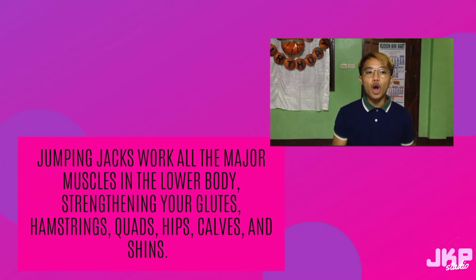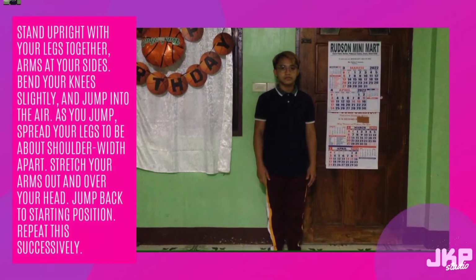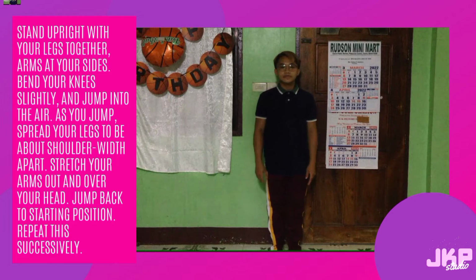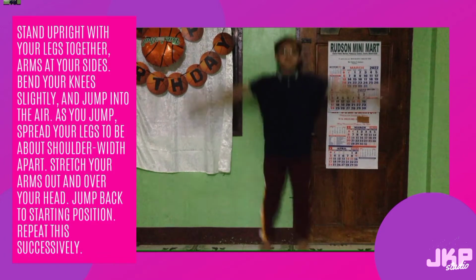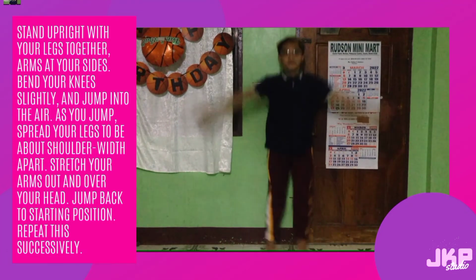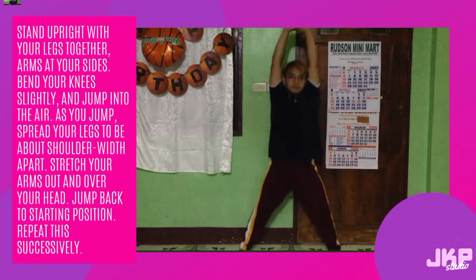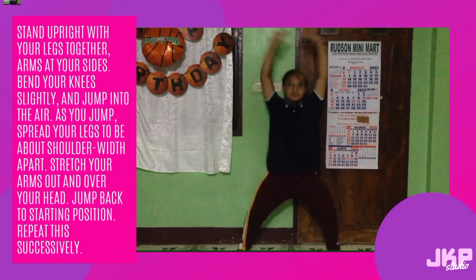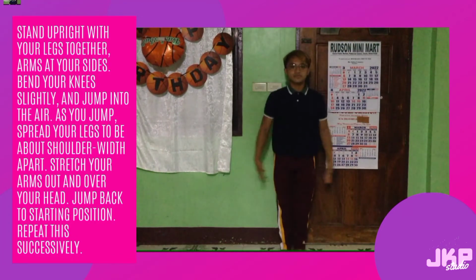Jumping jacks work all the major muscles in the lower body, strengthening your glutes, hamstrings, quads, hips, calves, and shins. To perform this, we'll start by standing upright with your legs together, arms at your sides. Bend your knees slightly and jump into the air. As you jump, spread your legs to be about shoulder width apart. Stretch your arms out and over your head. Jump back to the starting position. Repeat this successively.